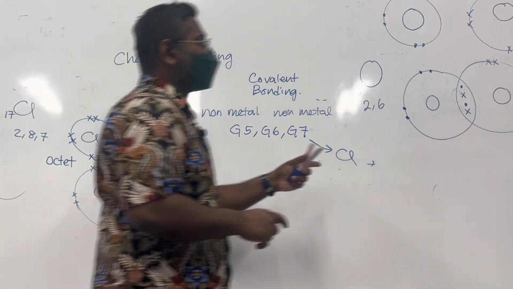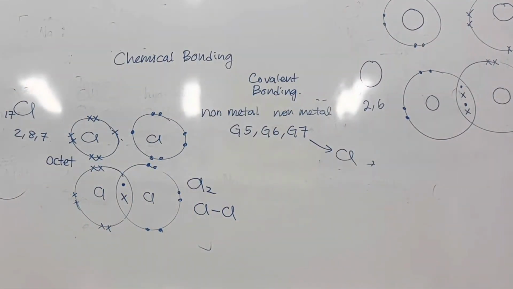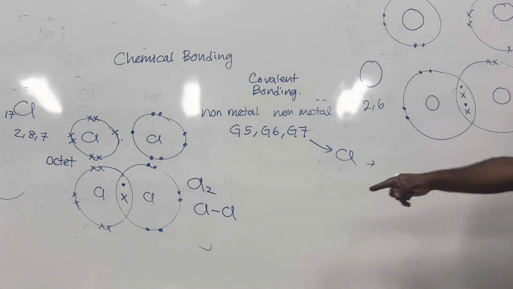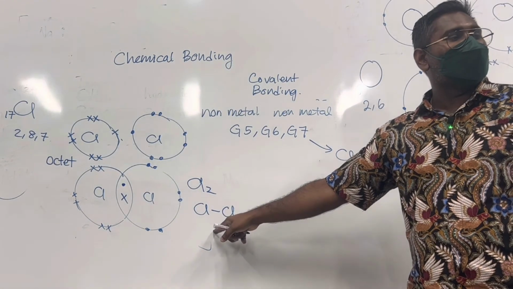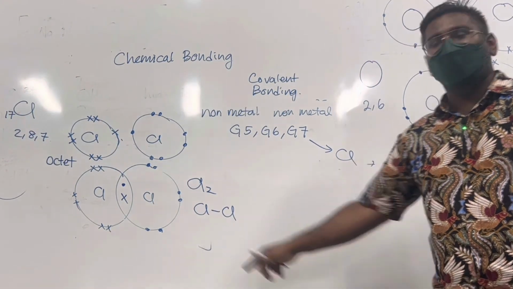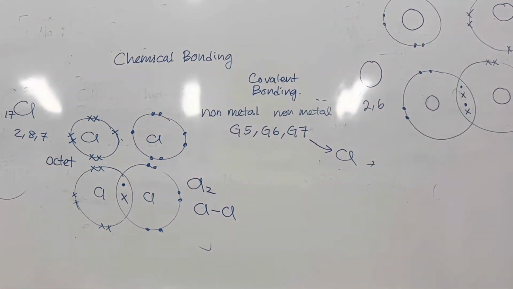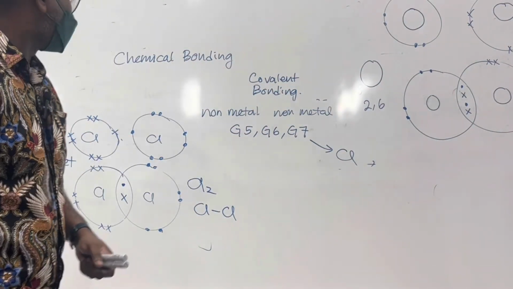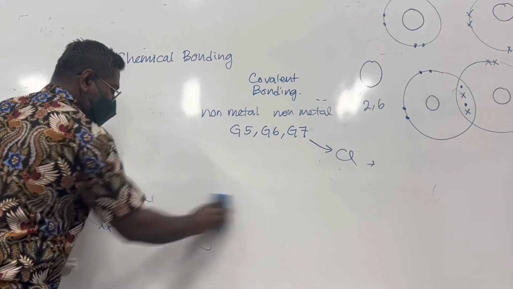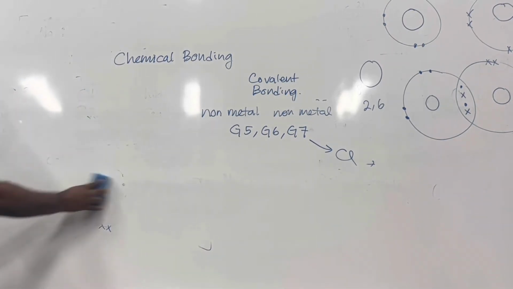But for oxygen, how many pair of electron are there? Two. So when I draw oxygen and oxygen, I put two lines. One line is one pair, another pair. So this is called single covalent bonding. This is called double covalent bonding. Of course, we want to see triple covalent bonding. Let's see how it looks.